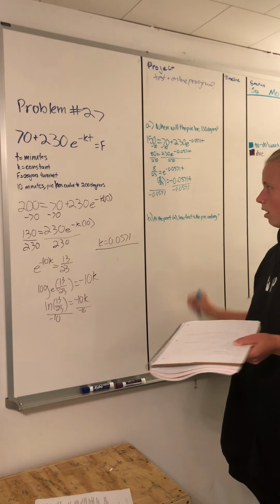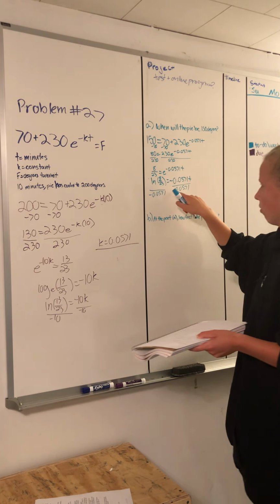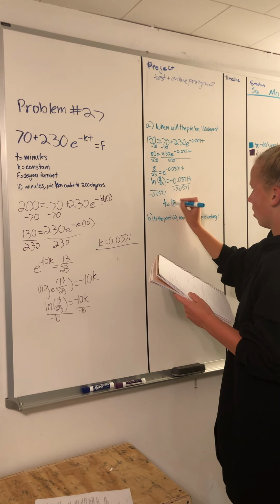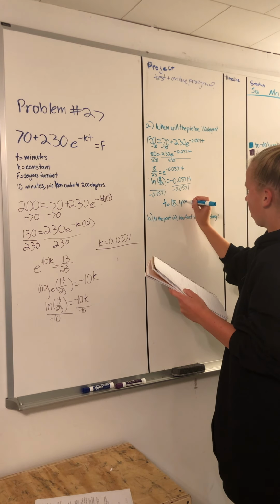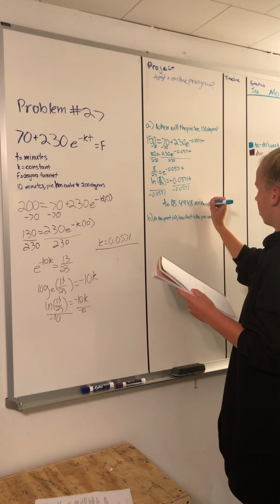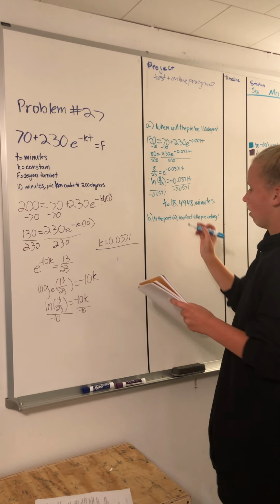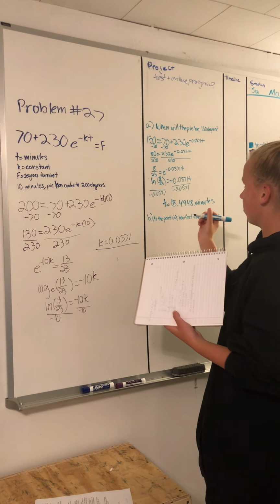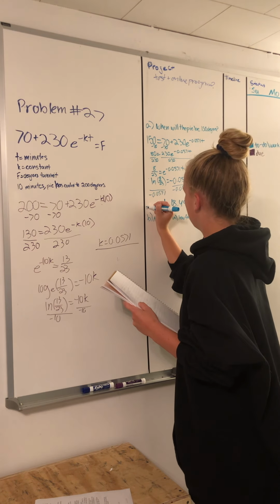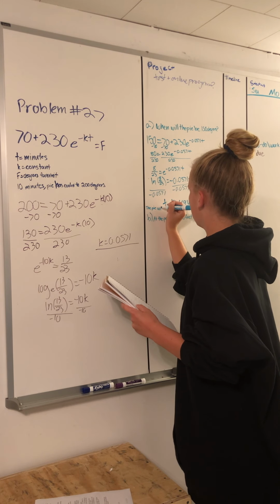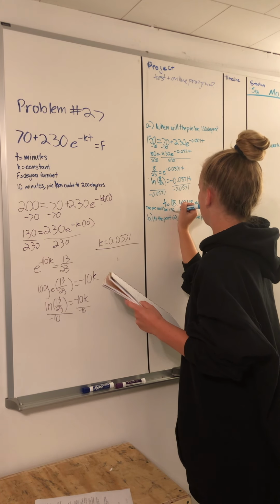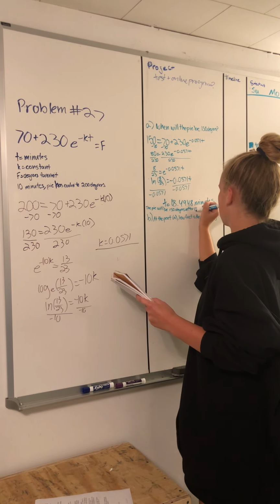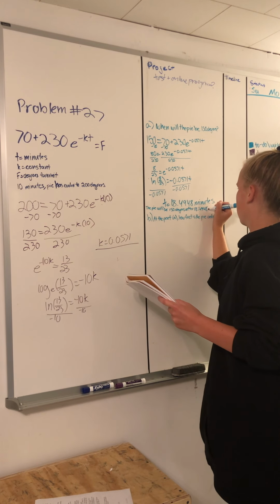So I forgot to write this step, but you would just write underneath before you divide that that's the same as natural log. And then you get t equals 18.4948 minutes. And then if you were to write that in this sentence, you could say the pie will be 150 degrees after 18.4948 minutes.